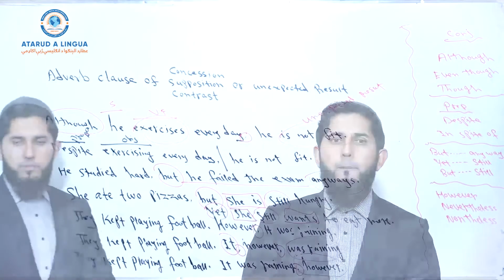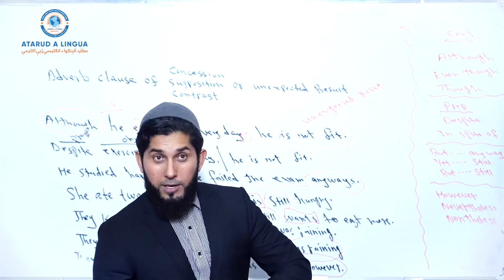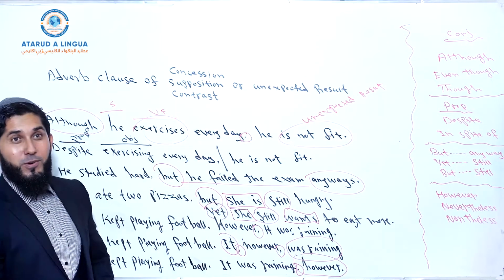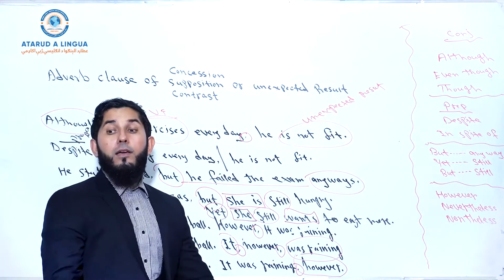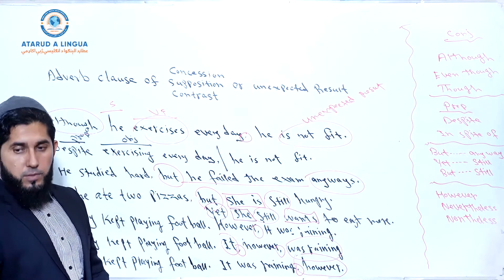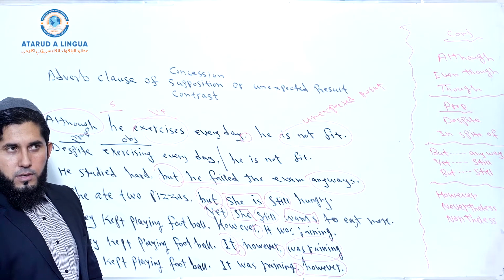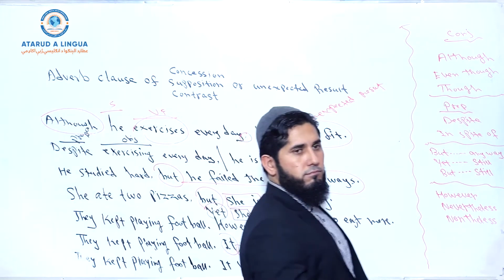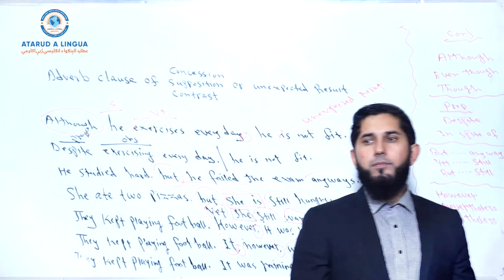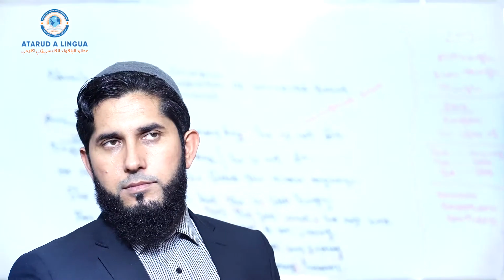He runs fast, however, he is very old. Now use the other way. He runs fast, however, is very old. He is very old, however. Perfect. Even though they played very well, they lost the match.